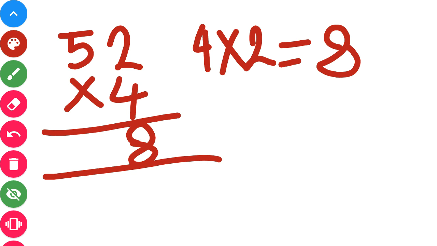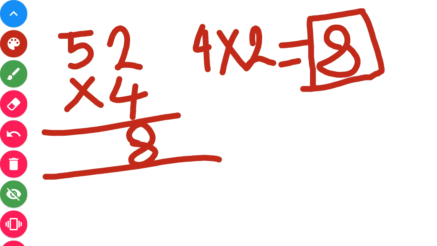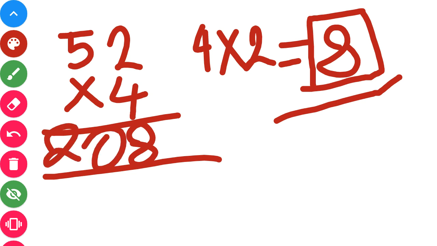Now see, only a single digit number came as the answer. So we will not put any carry here. At tens place पे कोई carry नहीं होगा. Now 5 4s are 20. So we will write 20 here.